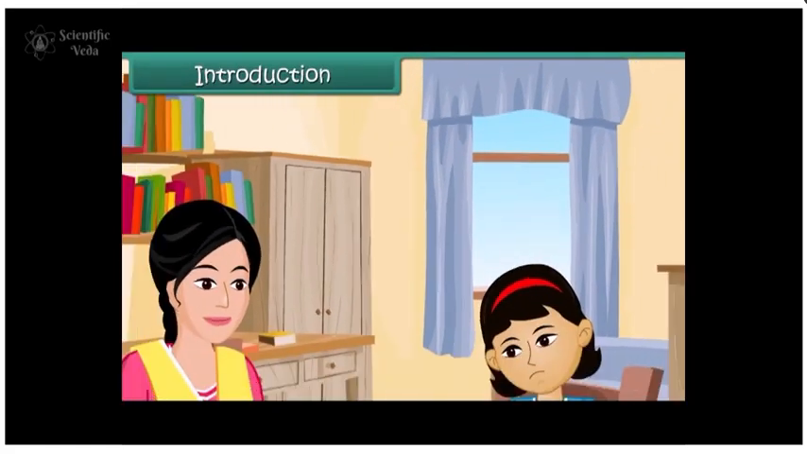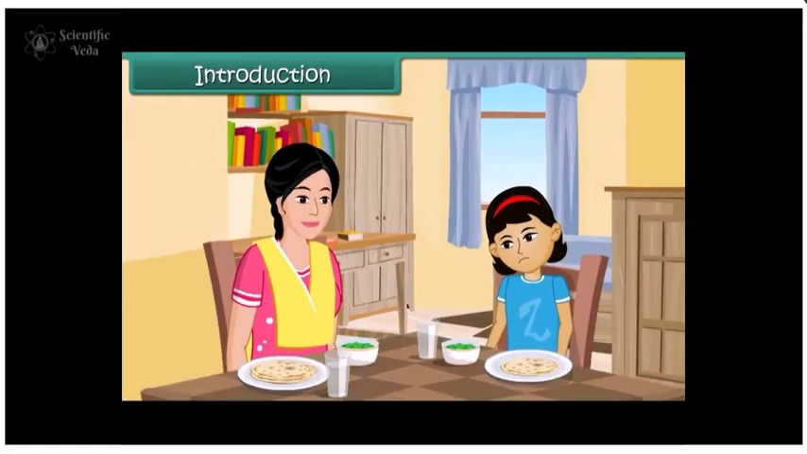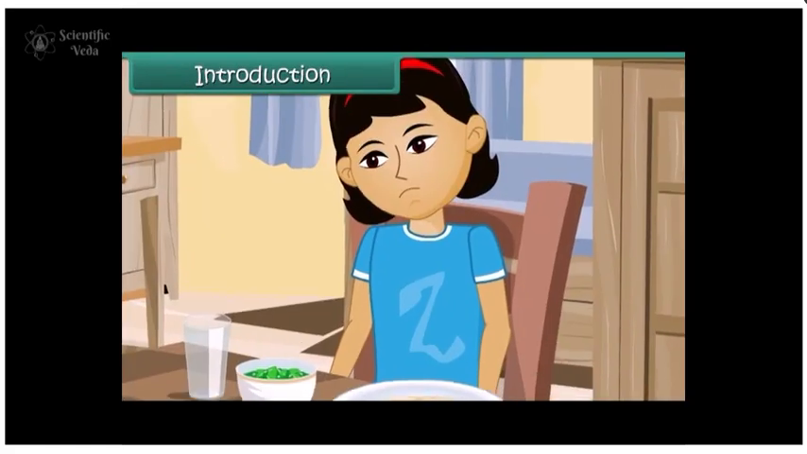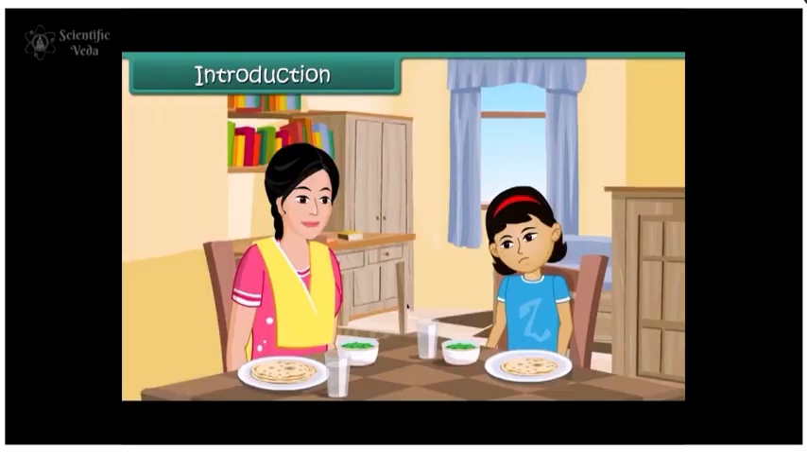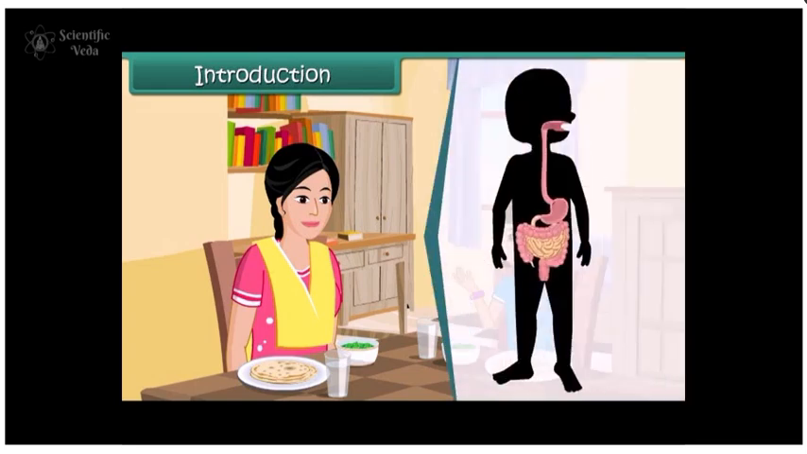It is lunchtime. Preeti's family is at the dining table. Preeti looks at her plate and frowns. Her mother has served her spinach and she hates it. Preeti's mother directs her to eat it as it is good for her body. Preeti wonders how the food she eats reaches different parts of her body.